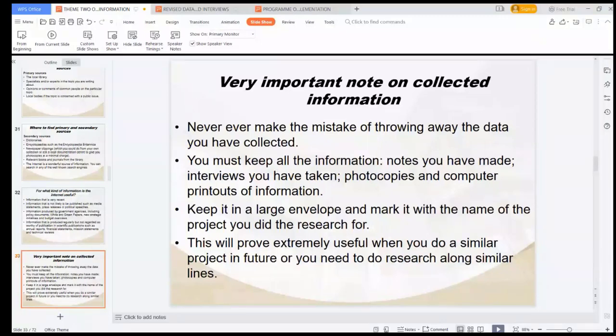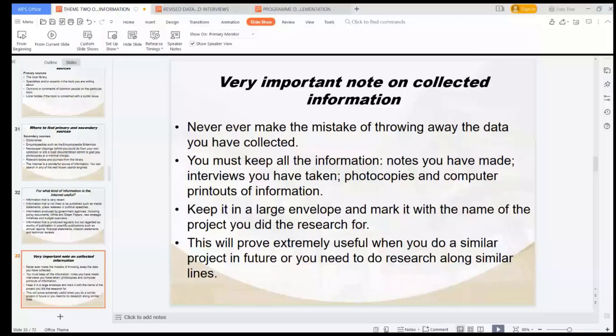This will prove extremely useful when you do a similar project in future, or you need to do research along similar lines. And sometimes, even if you are still compiling your research report, you might find that you don't understand what you have written. But when you refer back to the notes that you have, or the sources of information that you had earlier on, you get good clarity on the reason why you wrote specific points. Then you can continue to revise and make corrections.